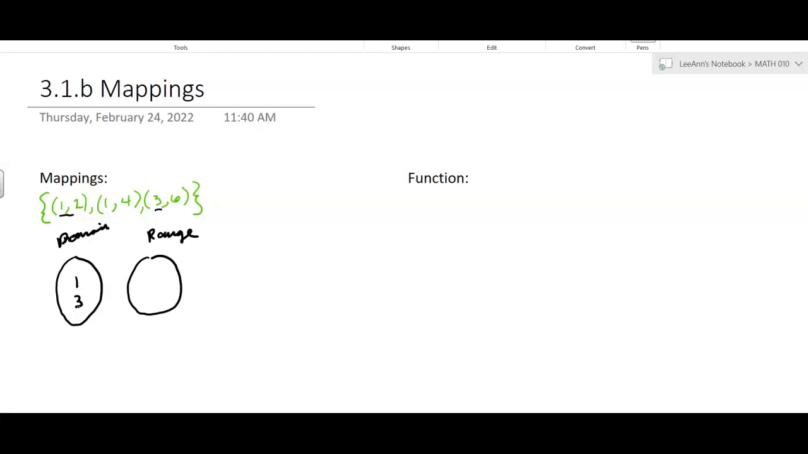If someone were to say, hey, what's the domain for this little set I have? You'd say 1 and 3. Okay, the range looks like it's 2, 4, and 6. Okay, the mapping, what we do is we draw an arrow from the domain element to the range element, or from the input to the output. So 1 maps to 2, 1 maps to 4, and 3 maps to 6. The number of arrows you have represents how many points you have. So I have 3 points, 3 arrows. Okay? All right, so this is called a mapping.